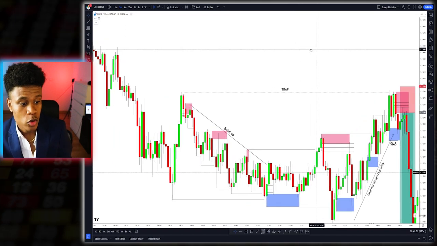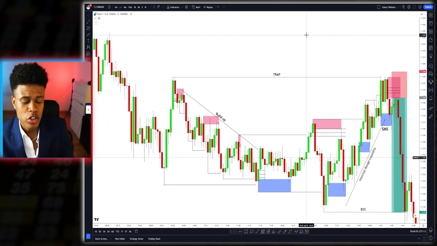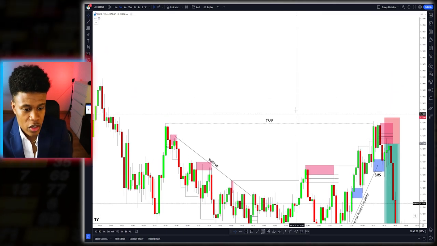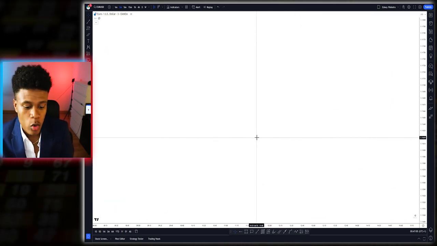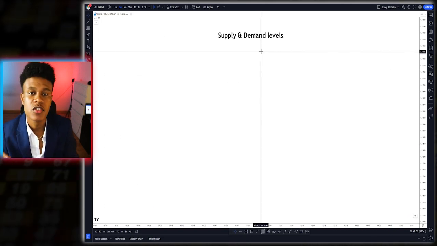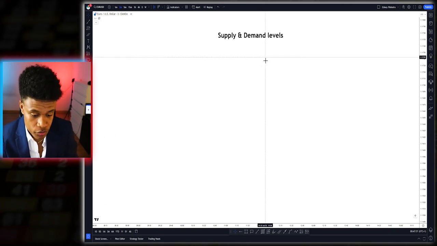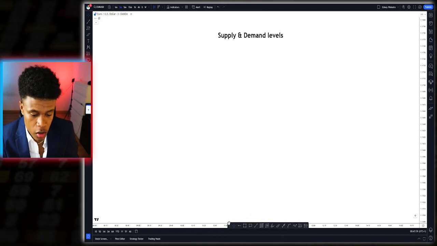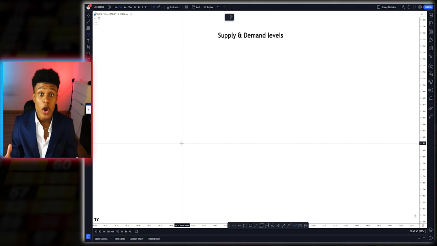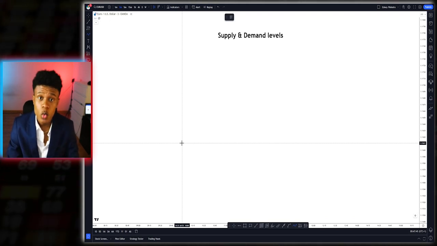So to understand supply and demand levels, we actually don't even need to go to the chart at first. The first thing we need to do is to understand how those levels work, okay? So let's start first with supply. We need to understand that the market works on moves, on waves. Right, the market moves on waves.